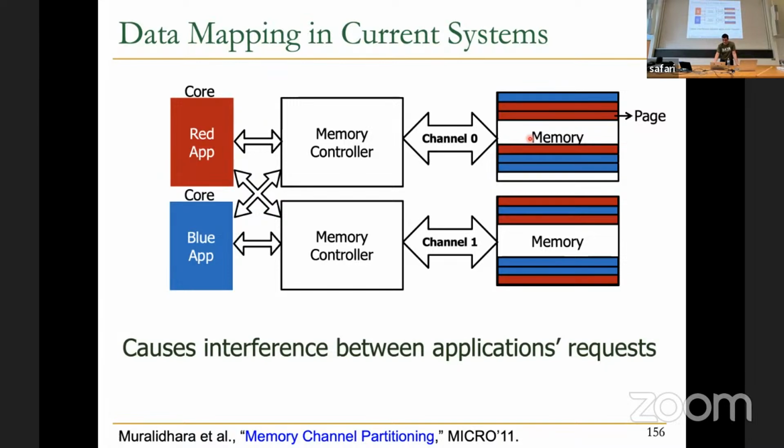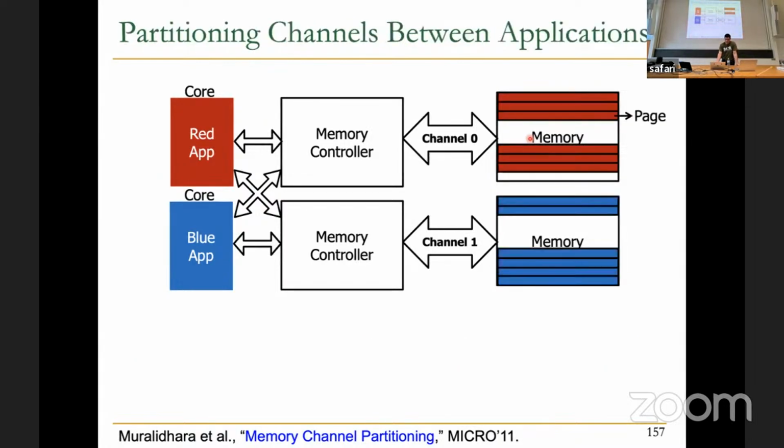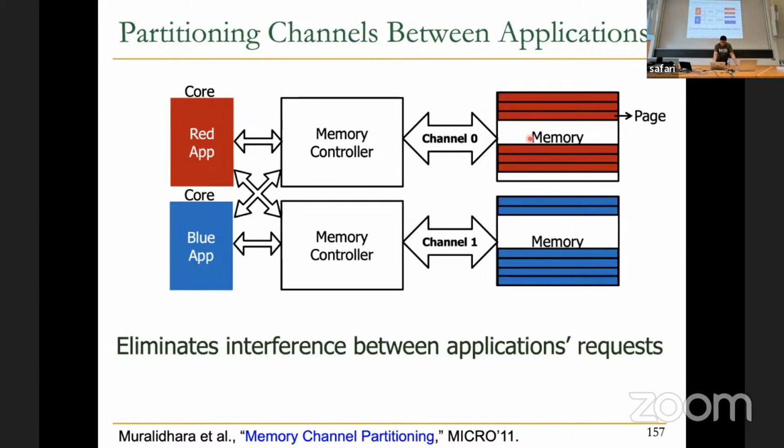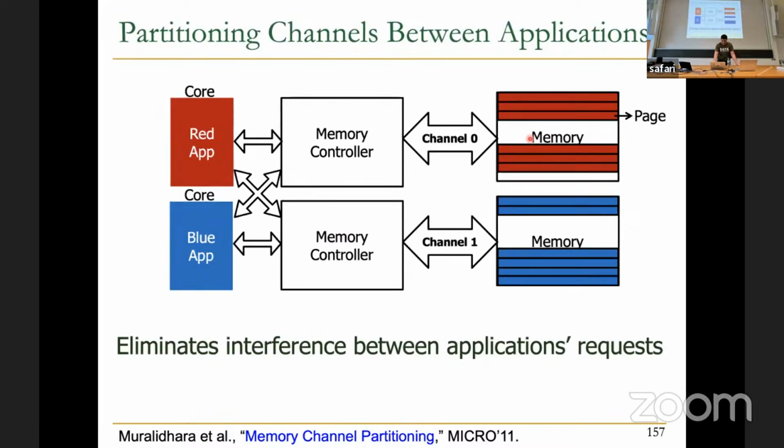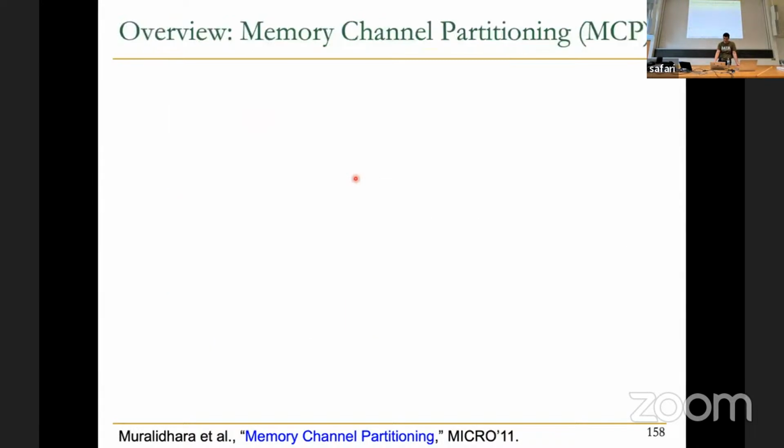Because they're sharing channels. Now, instead, you could just allocate one channel to each application. That's the basic idea that this paper proposes. Of course, it's going to be more detailed than that, and we're going to go into a bit of the details. But this way, you can already see that you eliminate the interference between red and blue application requests.